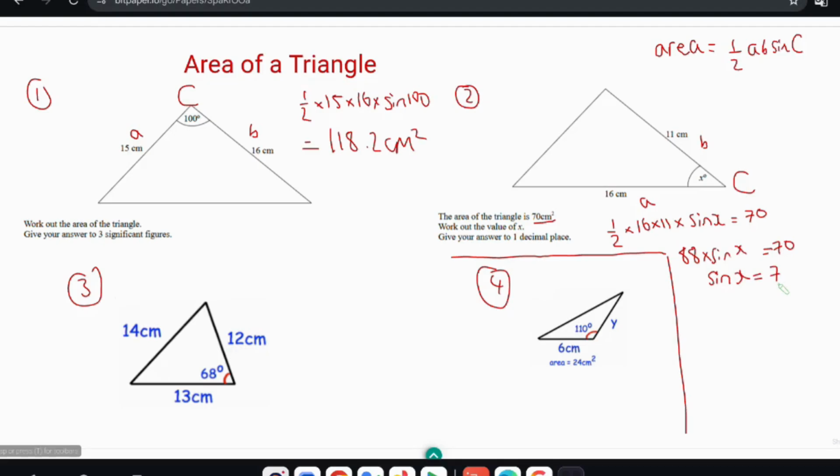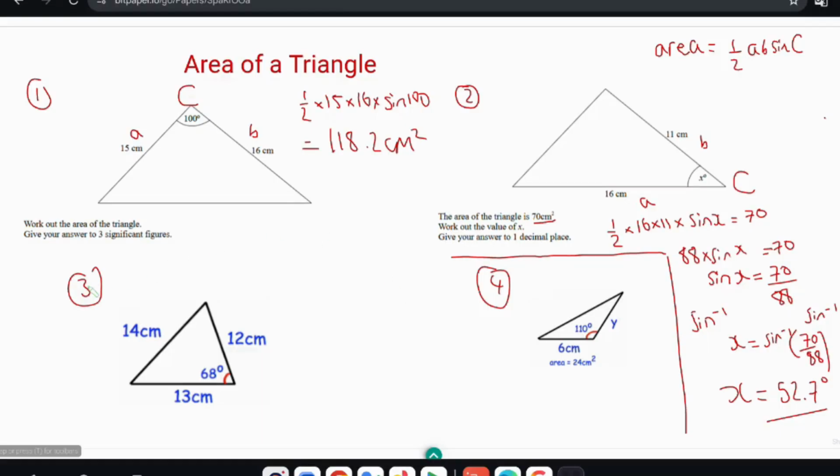Sine x is equal to 70 over 88. Divided both sides by 88. Leave it as a fraction, because now I need to get rid of this sine. So I need to sine to the minus 1 both sides. x is equal to sine to the minus 1 of 70 over 88, which is 52.7 degrees to 1 dp.